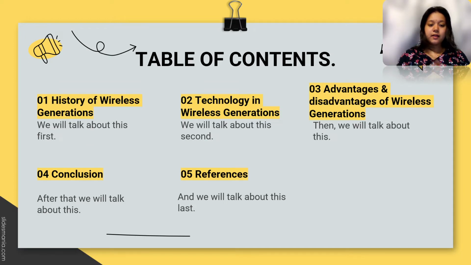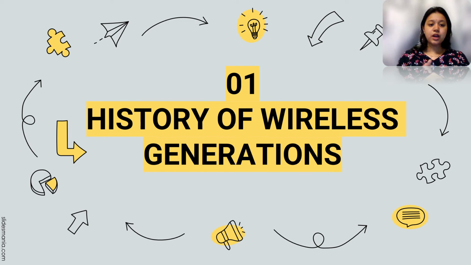Okay, now I'll explain the table of contents. We will talk about the history of wireless generations, then the technology in wireless generations. The third one is the advantages and disadvantages of wireless generations, the fourth one is the conclusion, and the last one is the references. So now the first one, I'm going to explain about the history of wireless generation.